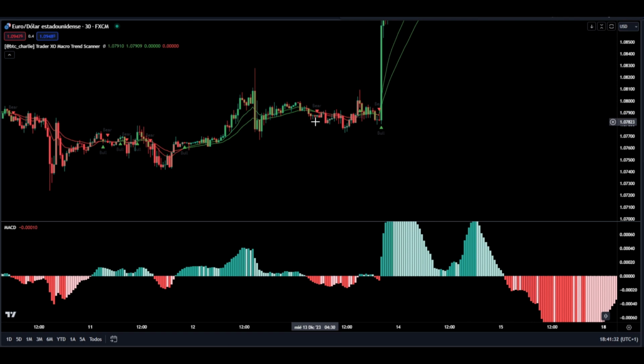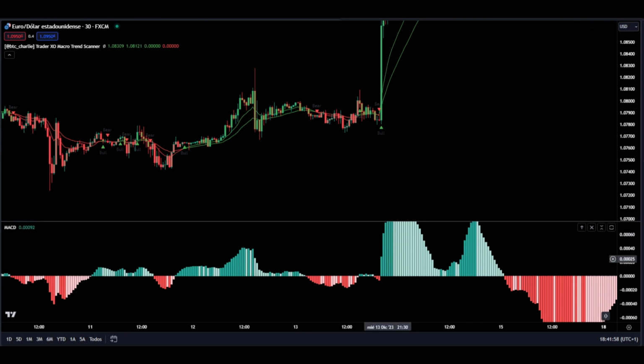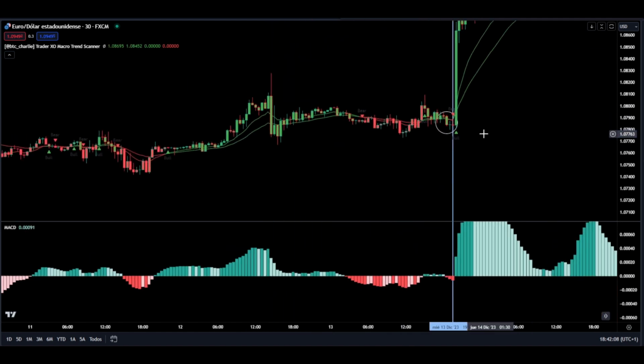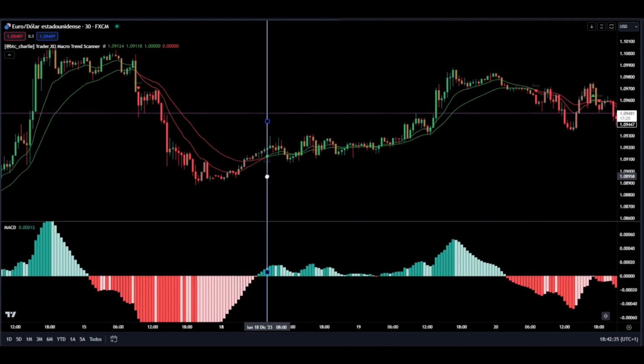Now, let's move on to the next trade. See here, we got a sell signal. We can see that the histogram is above the zero line, so we're currently in an uptrend, and we are allowed to enter only buy trades. That means we are not allowed to enter a sell trade. So this signal here is fake, and we should ignore it and not enter a trade.